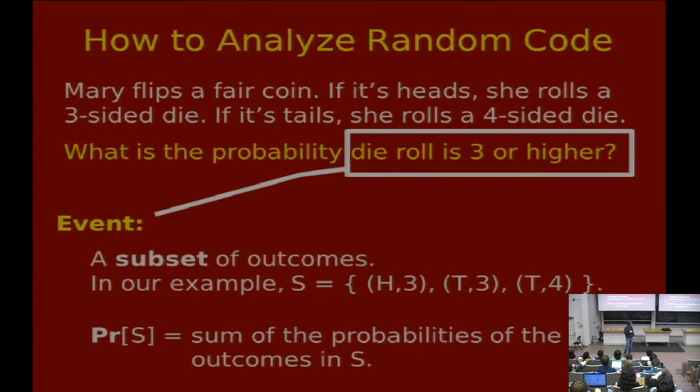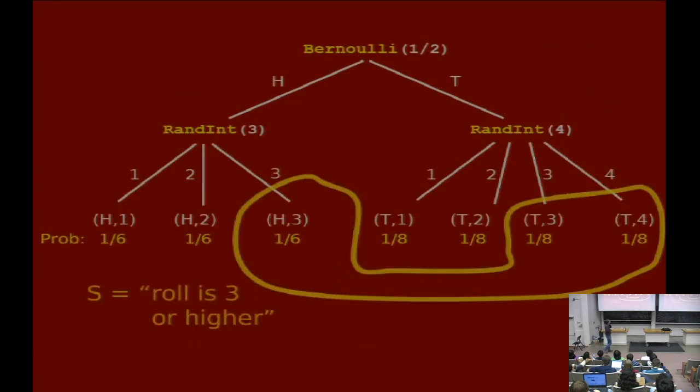So it's a set of outcomes, and we define the probability of an event, S, to just be the sum of the probabilities of the outcomes. So here in the picture, S is all the outcomes where the die was at least 3. So it's this outcome, and this outcome. And the probability would be 1/6 plus 1/8 plus 1/8, which is 5/12.